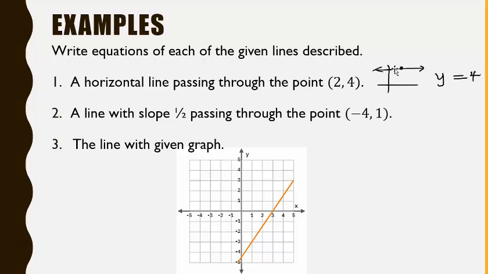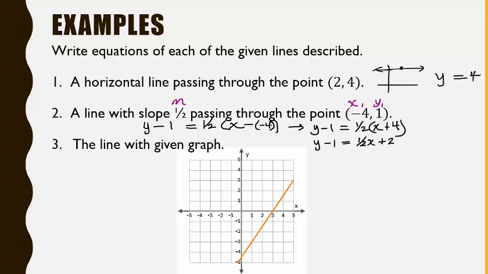Number 2, a line with slope of 1/2 passing through the point (-4, 1). This point that's given is not the y-intercept, so I'm going to start with point-slope form. y minus y1 equals m times the quantity x minus x1, where x1 and y1 are coordinates of the given point, and m is the slope. So we get y minus 1 equals 1/2 times the quantity x minus -4, and then simplify.